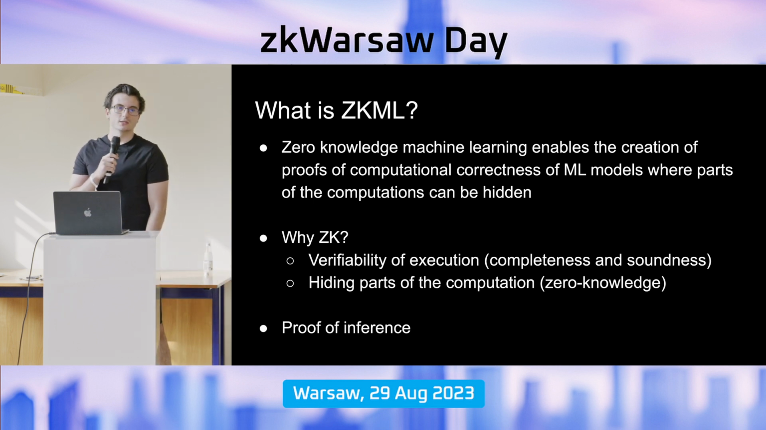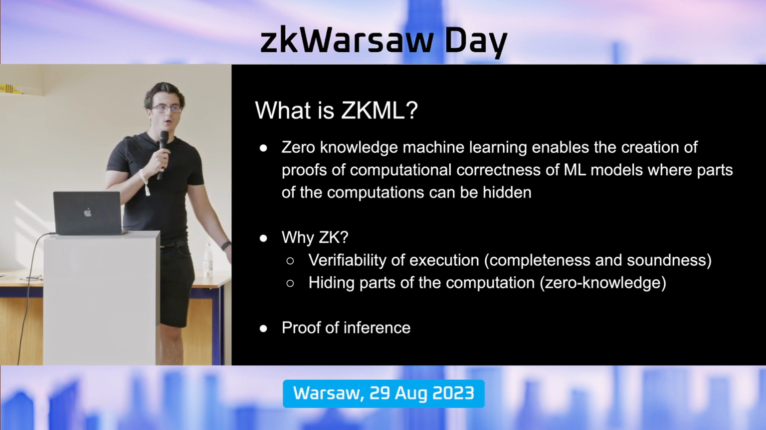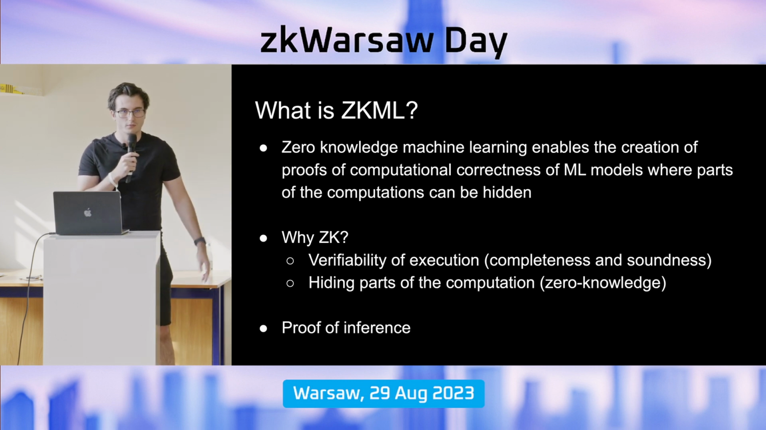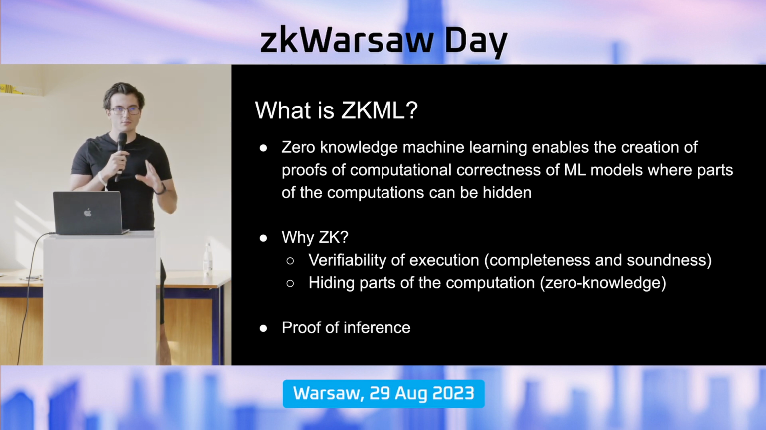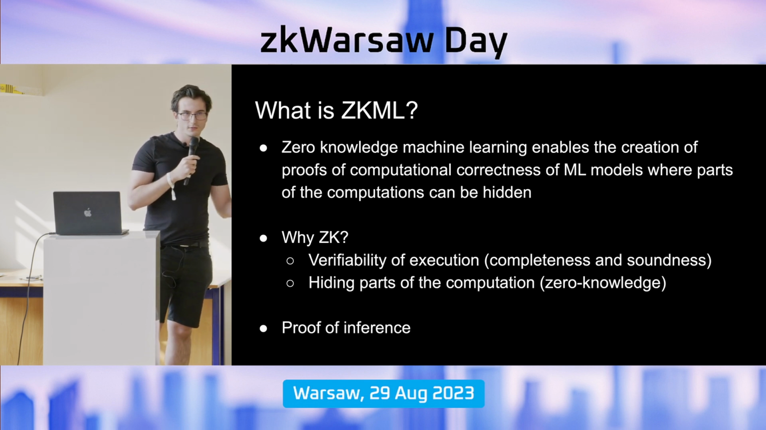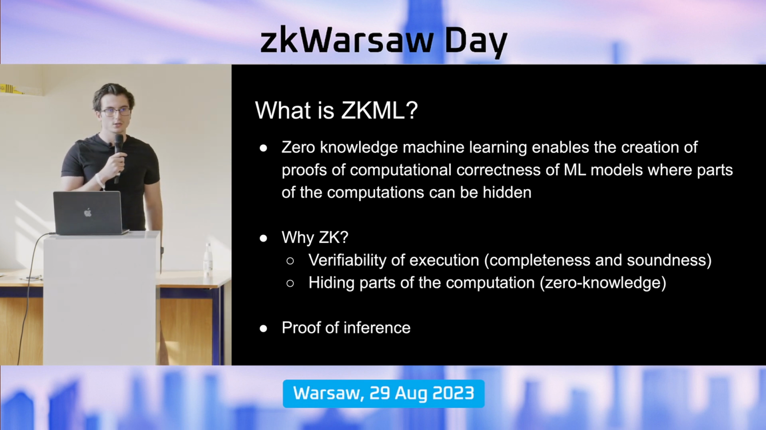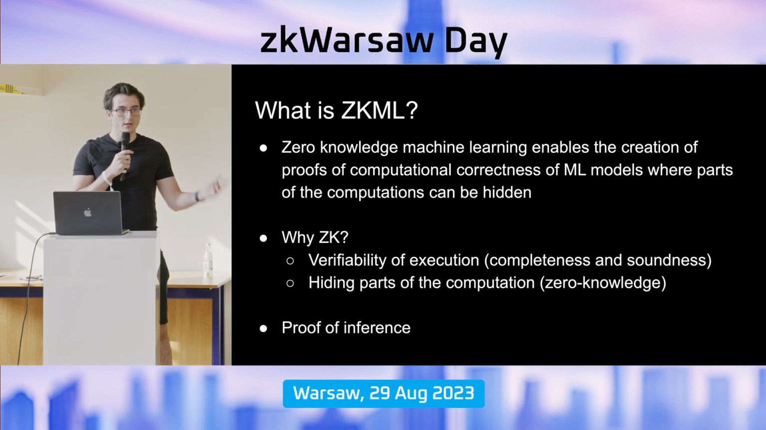Zero knowledge machine learning is essentially creating zk proofs of the inference step of machine learning models. You can think of a machine learning model as a function, like any other function: you have some input, and you feed it through this function. In this case, the function can be either a classifier or a regressor.